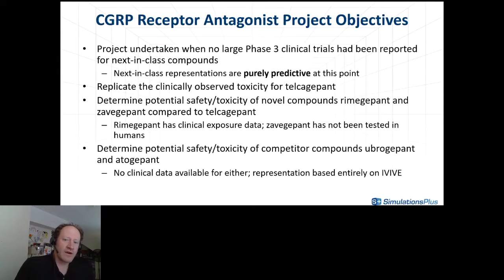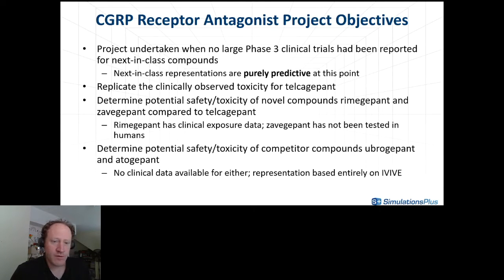So we had a client come to us and ask us to analyze a couple of these compounds. This was undertaken some time ago, so none of the phase 3 clinical trials had been reported for any of these compounds yet. They were all still fairly early in development. And so those next-in-class representations would be essentially purely predictive, based almost entirely on either very early clinical data, or in some cases, pure IVIVE.